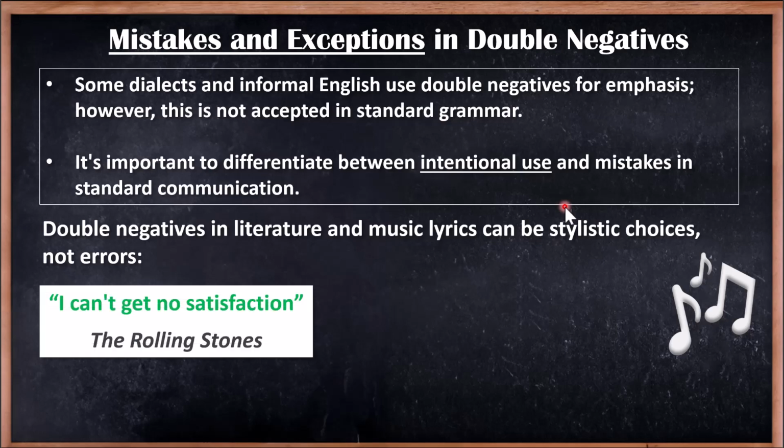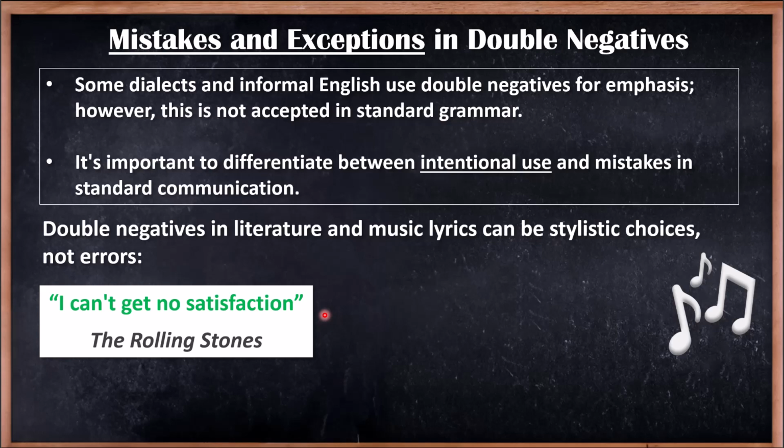I can't get no satisfaction. These are some lyrics by the Rolling Stones. Well, this is a double negative. We have can't and no. However, if these lyrics were changed to I can't get any satisfaction, it doesn't have the same ring to it. It doesn't sound as good. So these lyrics are intentional because it sounds better.